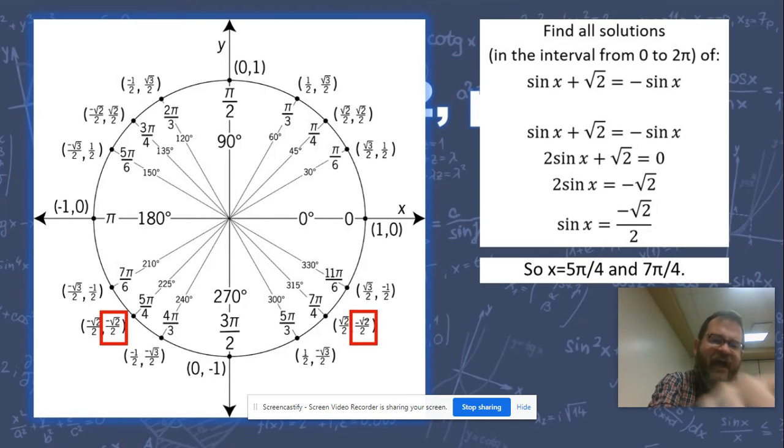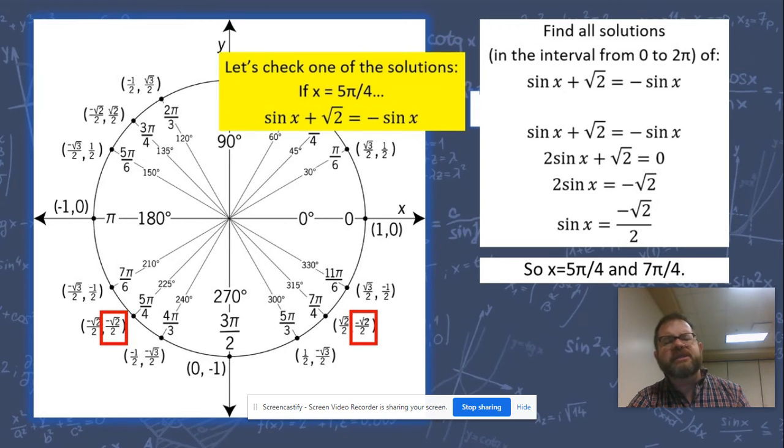Not only would 5π/4 work, but we could go all the way around the circle and back to 5π/4, which would be 13π/4, I believe. And so would 21π/4. But we're not doing that. Let's just find the ones that are in the interval that it gives us in the problem here, 0 to 2π. And then so we found them. Okay, this doesn't seem so terrible. We're going to be relying on our friend, the unit circle.